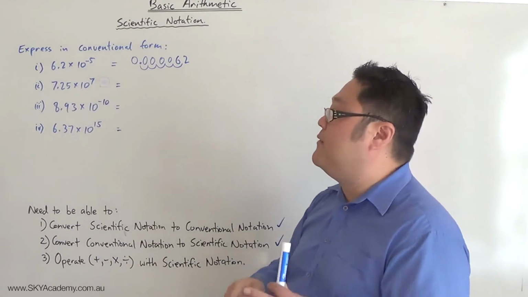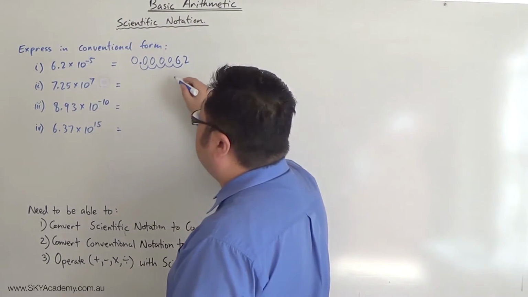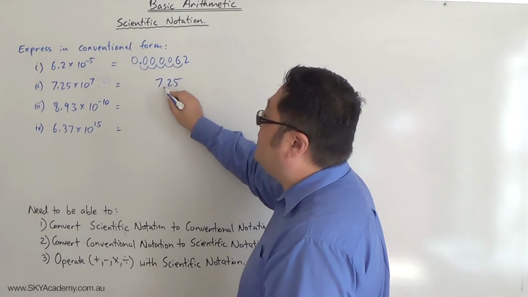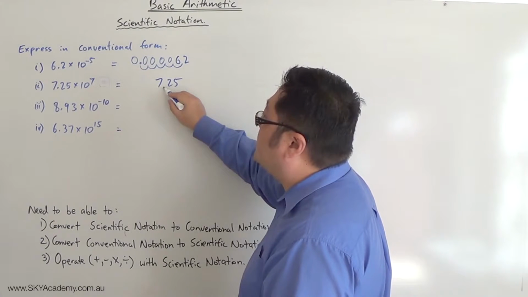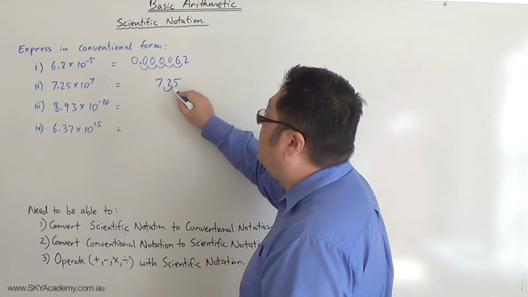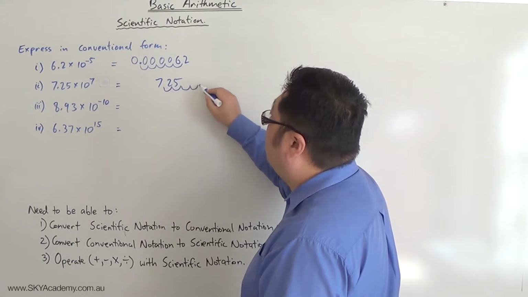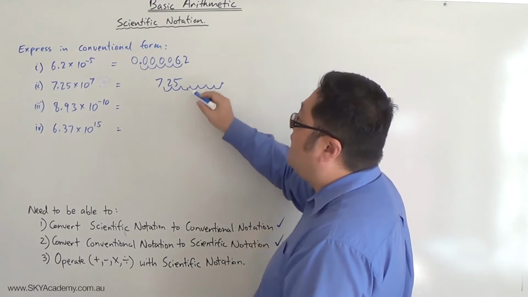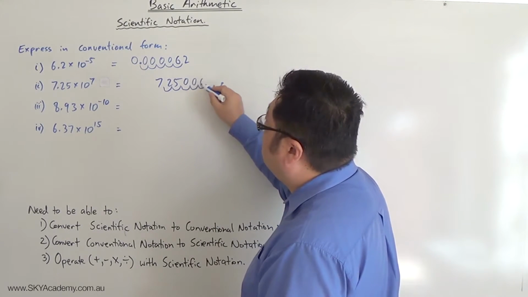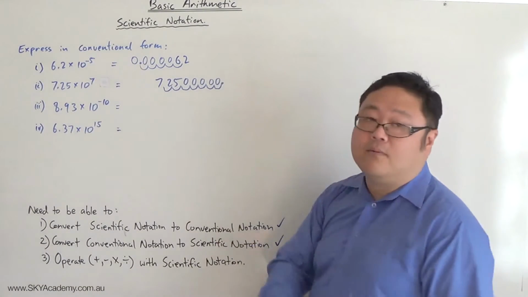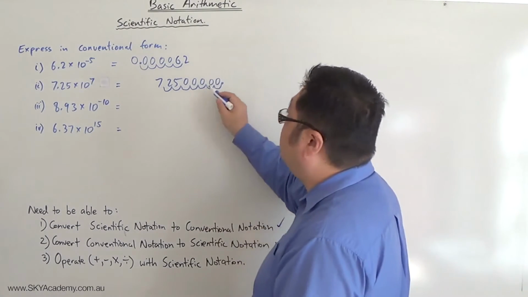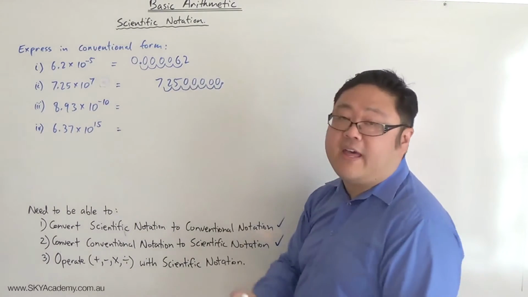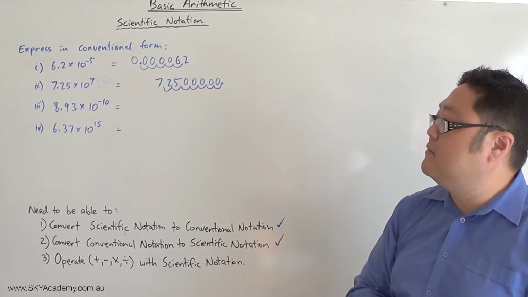7.25 times 10 to the power of 7 would be, and then you write 7, 2, 5, and you start at the point between the 7 and 2, and then you count back 7 units, or 7 places. 1, 2, 3, 4, 5, 6, 7. So the decimal point will go there, and then you fill the blanks with zeros. Yep. So the answer will be 72,500,000. Does that make sense?